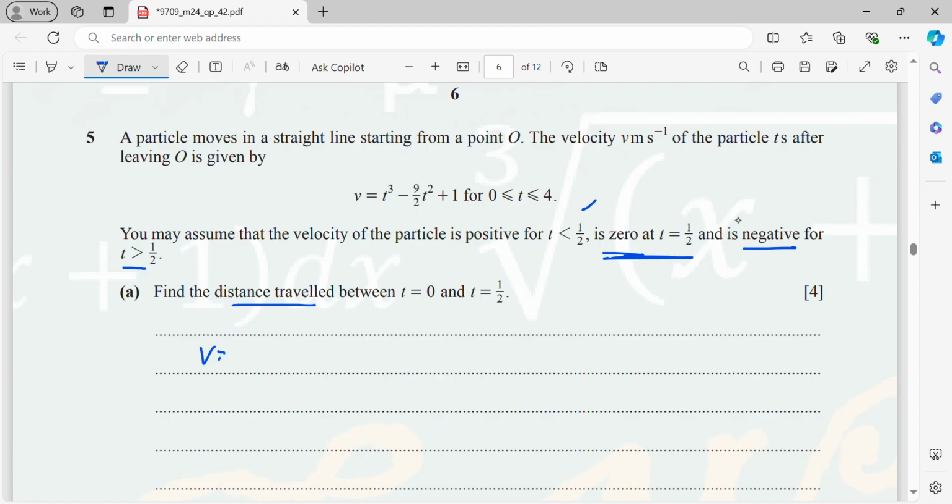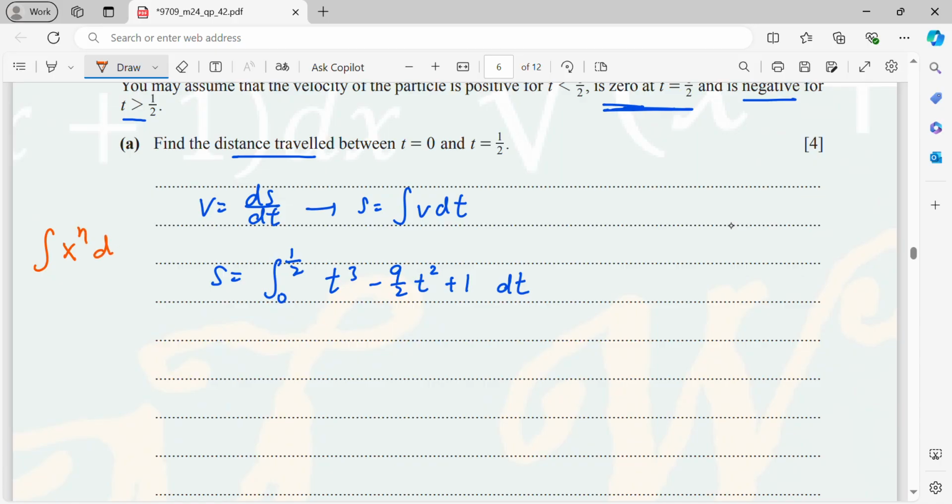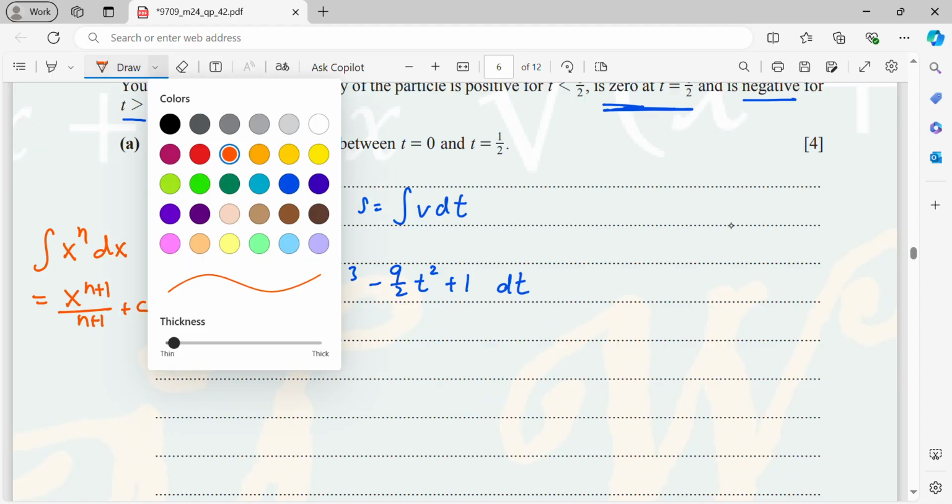Now, v equals ds over dt. That means your s is the integral of v dt. So now we need to do integration. So s equals the integral from 0 to half of this expression, t cubed minus 9 over 2 t squared plus 1, with respect to time. For your information, when you integrate x to the power n dx, this is going to be x to the power n plus 1 over n plus 1, plus c, provided n is not minus 1. This is the integration formula.